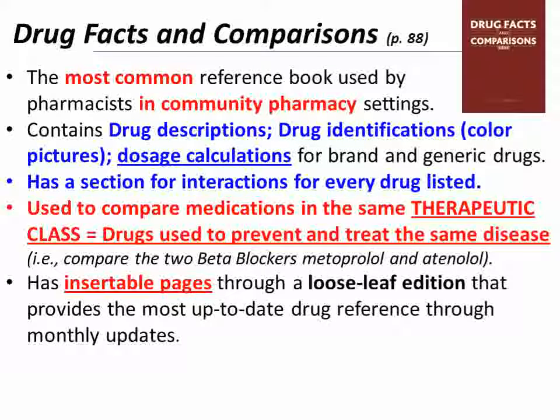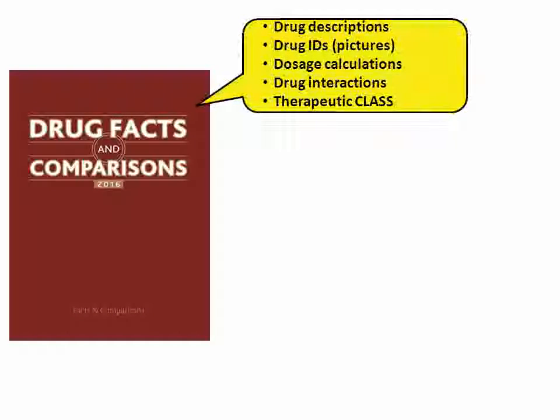The Drug Facts and Comparisons has an edition that comes in a loose leaf binder so you can insert the pages. So as there's monthly updates, it's easily updatable. And again, the most common reference book in a pharmacy setting. So in a nutshell, the Drug Facts and Comparisons is used for drug descriptions, drug identification with handy pictures of what each pill looks like. It gives dosage calculations, it lists drug interactions, and it also helps pharmacists find drugs in the same therapeutic class.